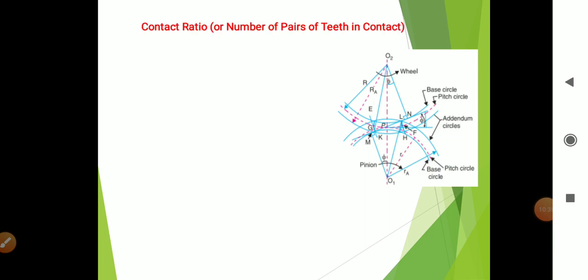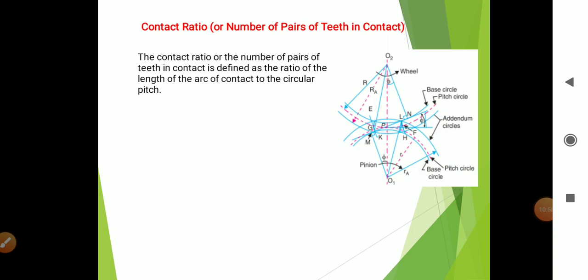So this is the arc of contact. Now we are going to see the next term, that is contact ratio. The contact ratio is also known as the number of pairs of teeth in contact. Suppose the two gears are in mesh, so we are going to find the number of pairs of teeth in contact. This is known as the contact ratio.